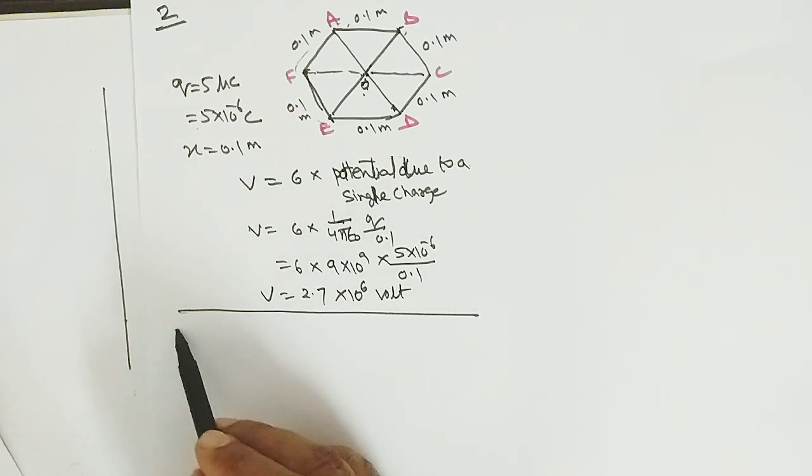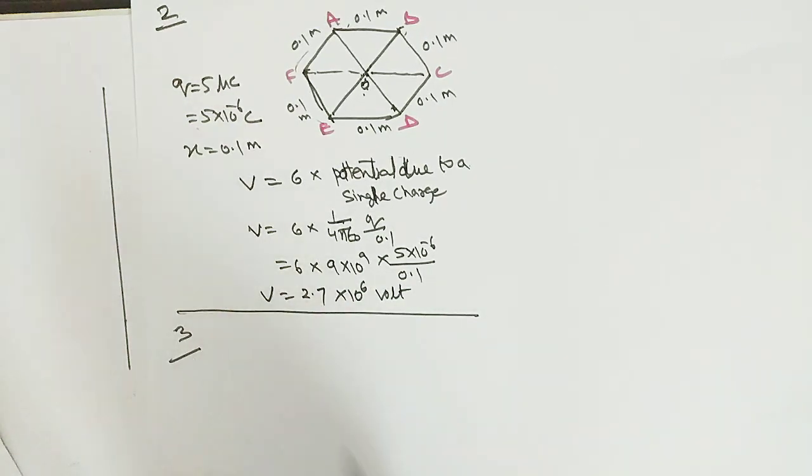Now come to question number 3. Two charges, suppose these are the two charges Q1 and Q2. Two charges plus 2 microcoulomb and minus 2 microcoulomb are placed at A and B, 6 centimeter apart.